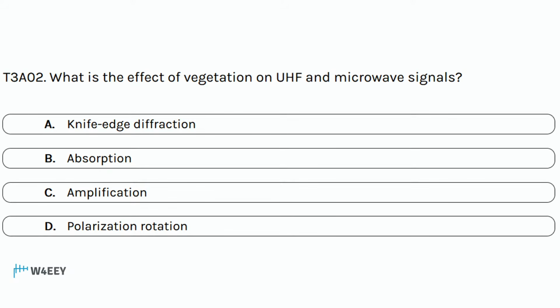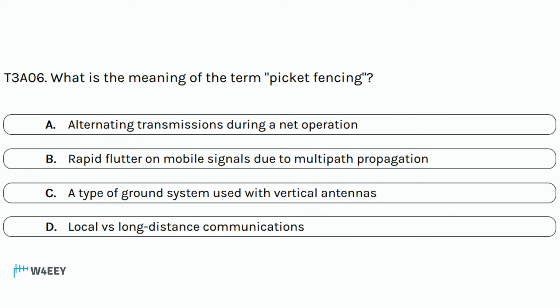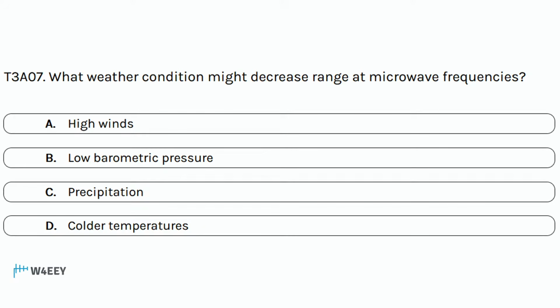And what is the effect of vegetation on UHF and microwave signals? Bravo. That's absorption. The leaves can absorb the energy. And what is the meaning of the term picket fencing? Bravo. That's a rapid flutter on mobile signals due to multipath propagation. And what weather condition might decrease range at microwave frequencies? Charlie. Rain fade, propagation.